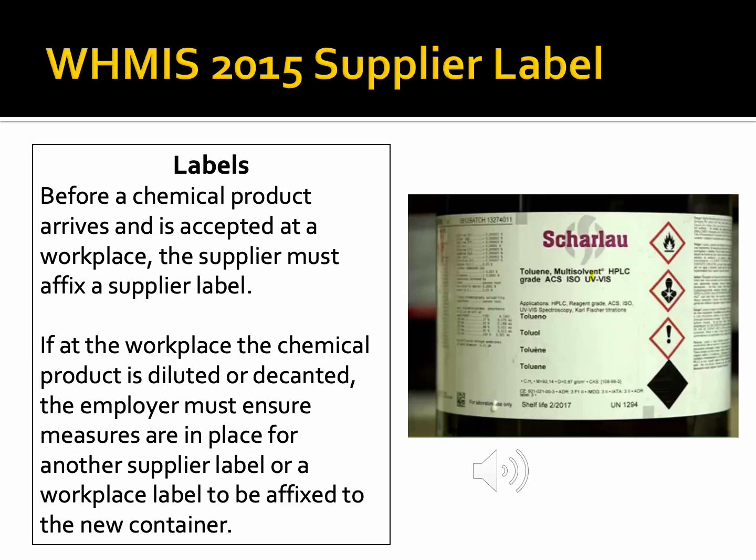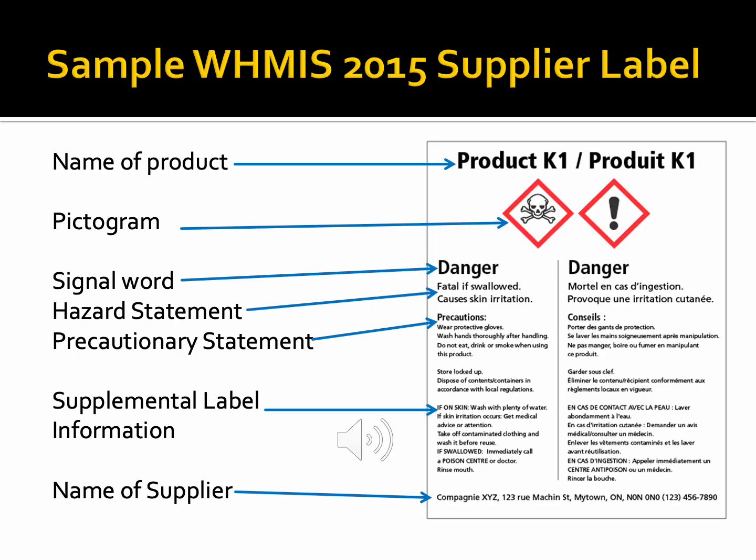Before a chemical product arrives and is accepted at a workplace, the supplier must affix a supplier label. If at the workplace the chemical product is diluted or decanted, the employer must ensure measures are in place for another supplier label or a workplace label to be affixed to the new container. This is an example of a WHMIS supplier label.